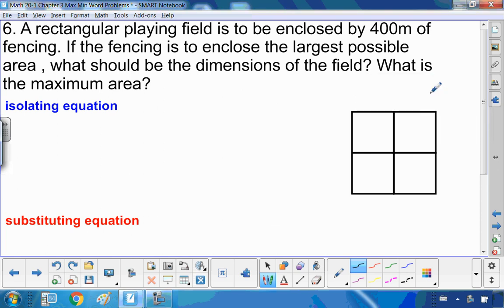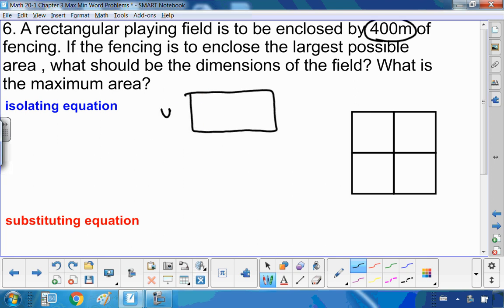Okay, in this question here, we have a rectangular playing field. We want to enclose it in 400 meters of fencing. The fencing wants to enclose the largest possible area. What dimensions should we use? So our isolating equation is the one with the answer, and that is the 400. So let's draw a picture.